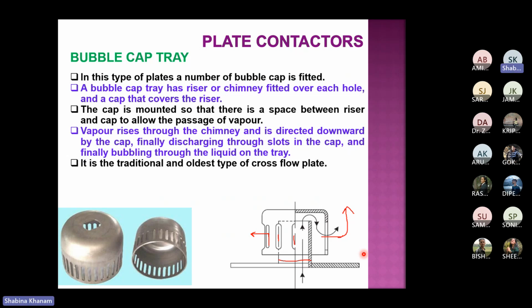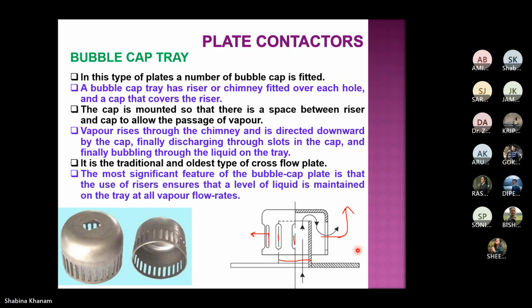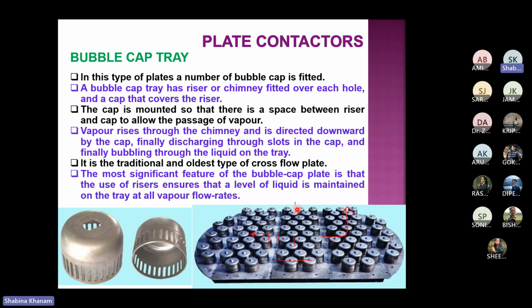Right. So in this way we consider the bubble cap tray. Now, how will you consider the flow where weeping is not occurring? Just you can see this type of plates. This is basically the bubble cap, and these are the bubbles. The most significant feature of the bubble cap plate is that the use of risers ensures that a liquid level is maintained on the plate at all vapor flow rates.